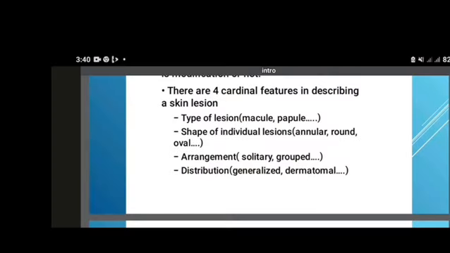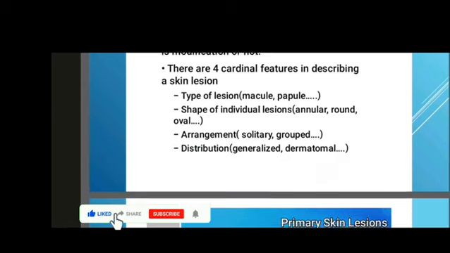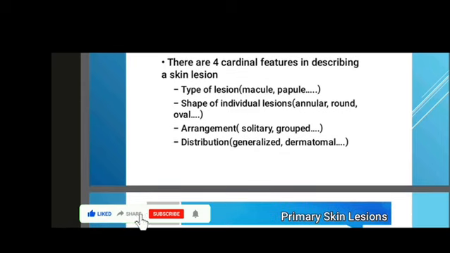I'm going to talk about an important topic, which is skin lesion. First we have to define what a skin lesion is. A skin lesion is a cutaneous surface change or any morphological change to the skin. Any appearance change to the skin or any morphological change to the skin is said to be a skin lesion.